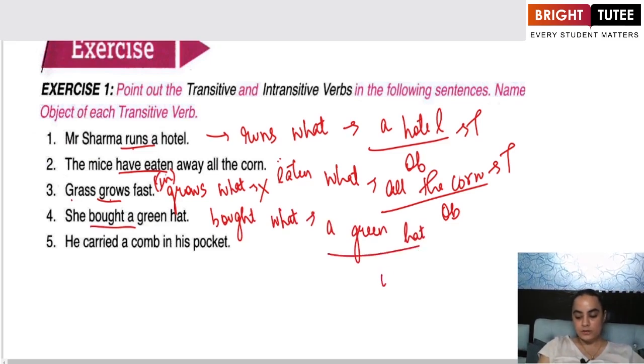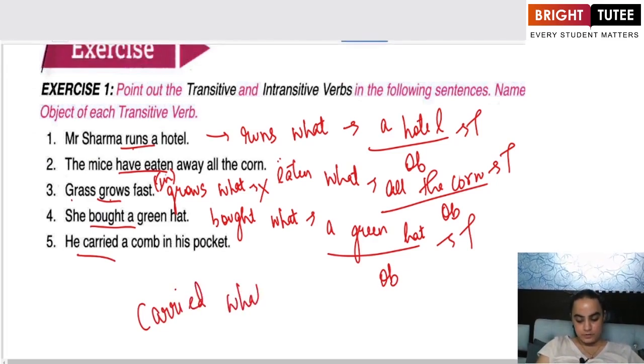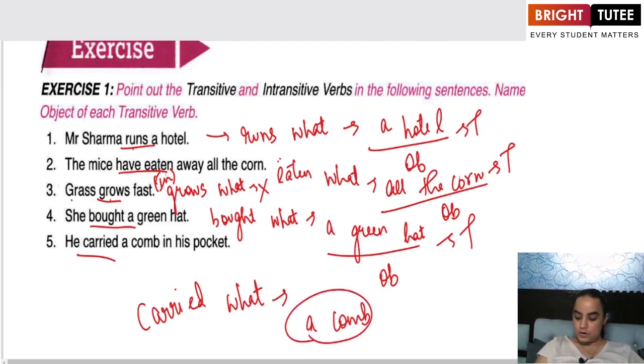So this is my object and the sentence is transitive in nature. He carried a comb in his pocket. Underline the verb. What is the verb? Carried. Ask the question: carried what? Do I have the answer? Yes, certainly. What is the answer? A comb. So a comb is the object and this is transitive in nature.